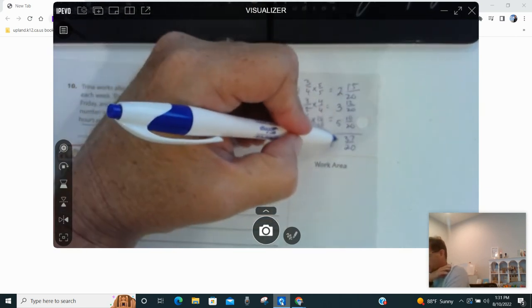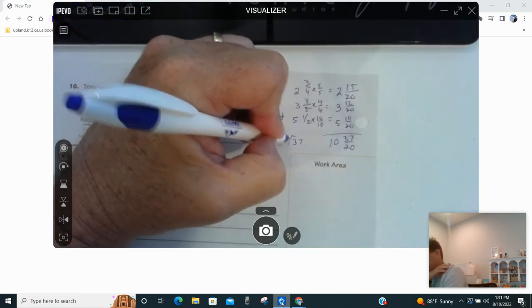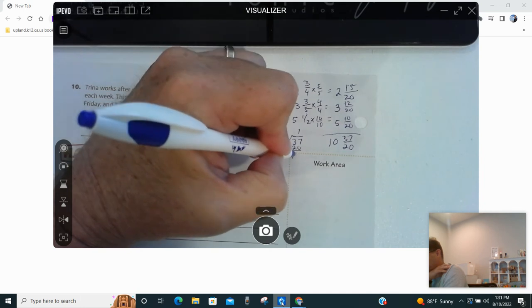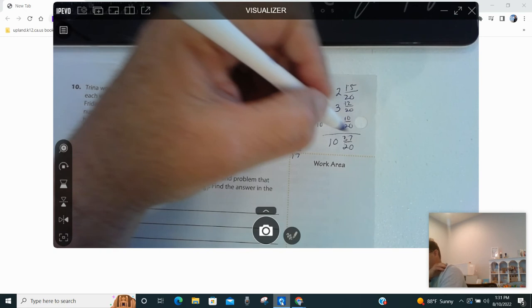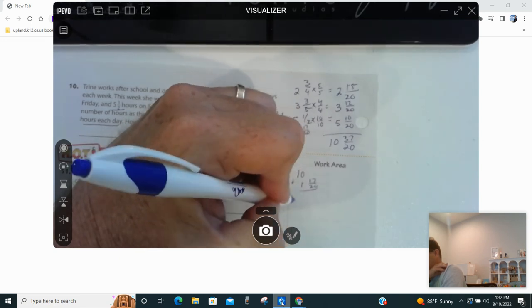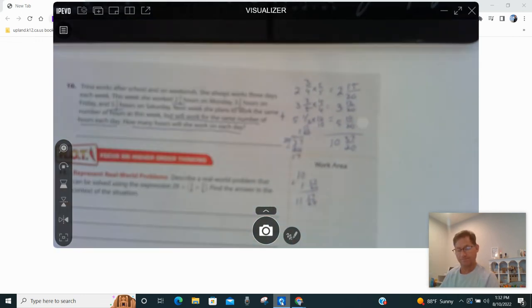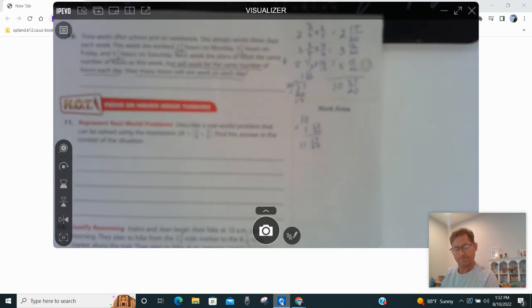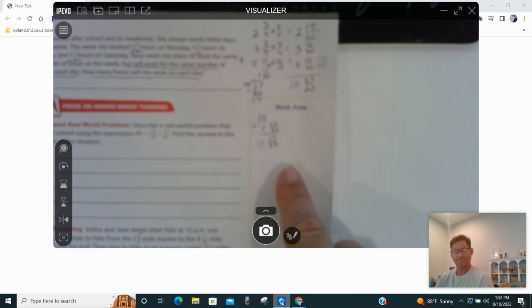The whole numbers are 10. So change 37/20 into a mixed number. So 1 17/20. So she's going to work 10 plus 1 17/20, 11 hours and 17/20. Okay, so that's how many hours she works this week. All right.